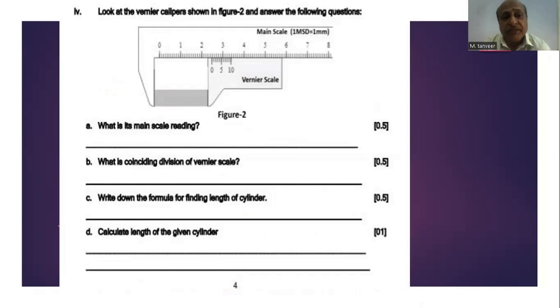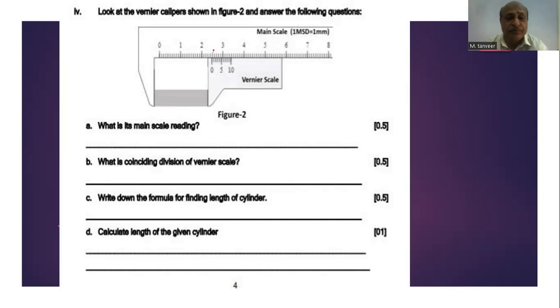Question number 4. Look at the vernier caliper shown in the figure and answer the following questions. Now, next question, a new vernier caliper is shown. In this vernier caliper, the first question is, what is the main scale reading? You have to just write the main scale reading, before the 0 of the vernier scale.